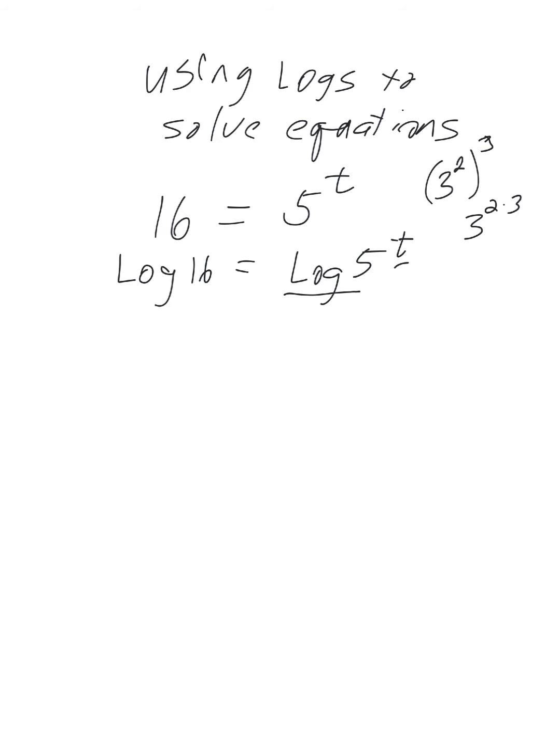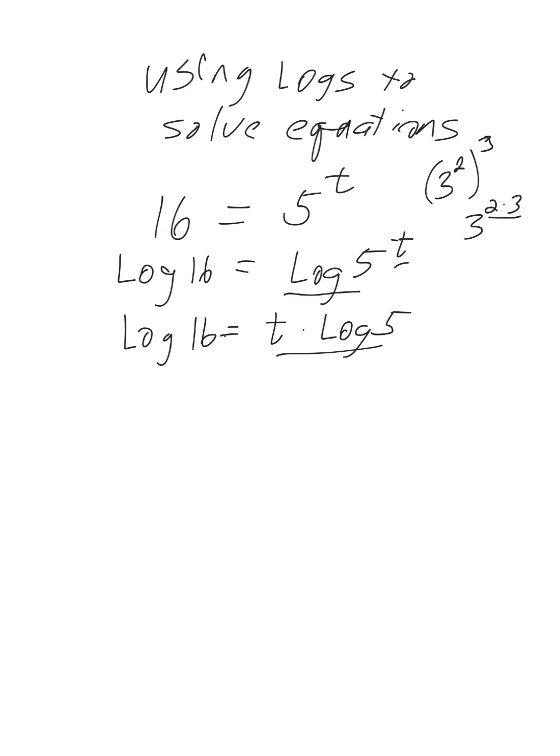So what we end up with then is still log of 16 equals t times the log of 5. And again, this is because your logarithm, log of 5, is an exponent, and t is an exponent, so you're raising an exponent to an exponent, or a power to a power. And what do you do when you raise a power to a power? You multiply them. So we're going to take t times log of 5.